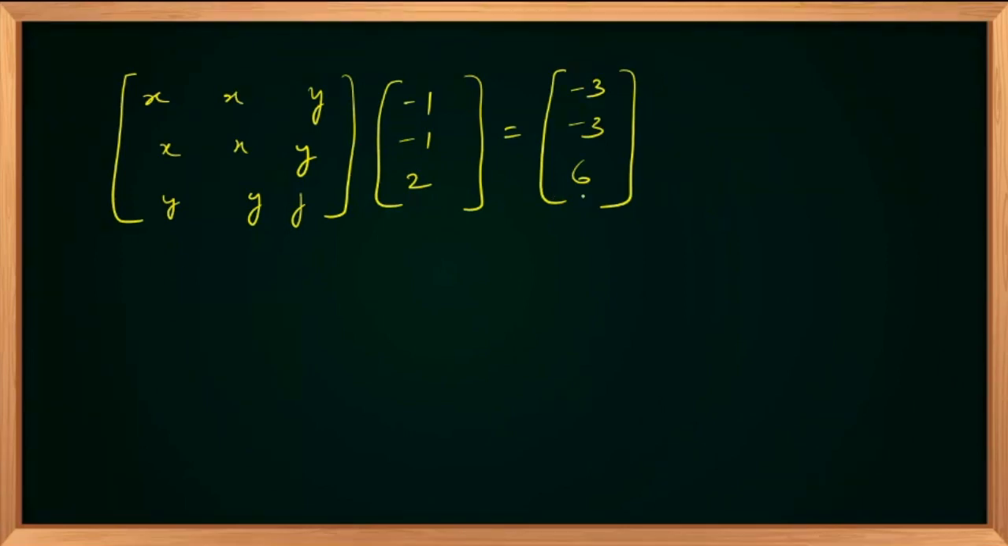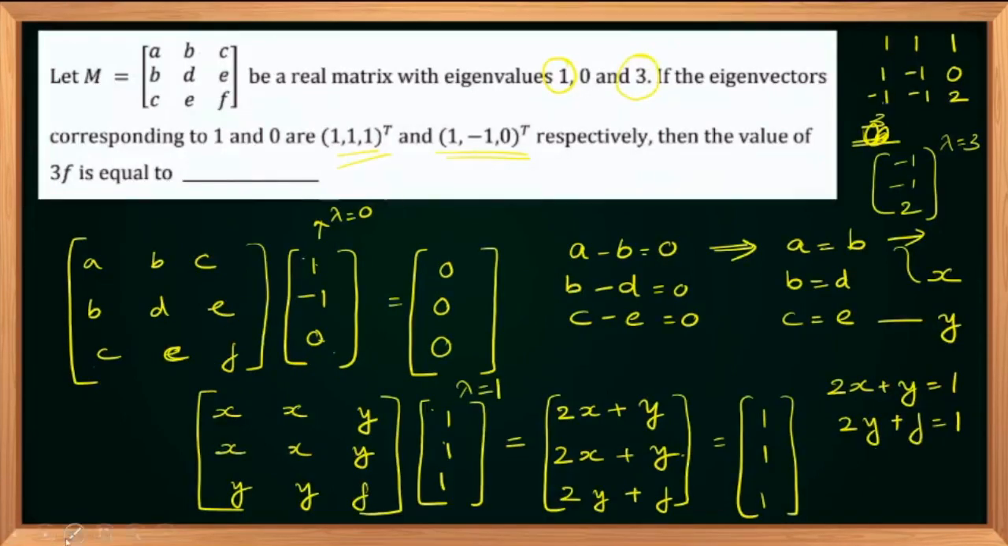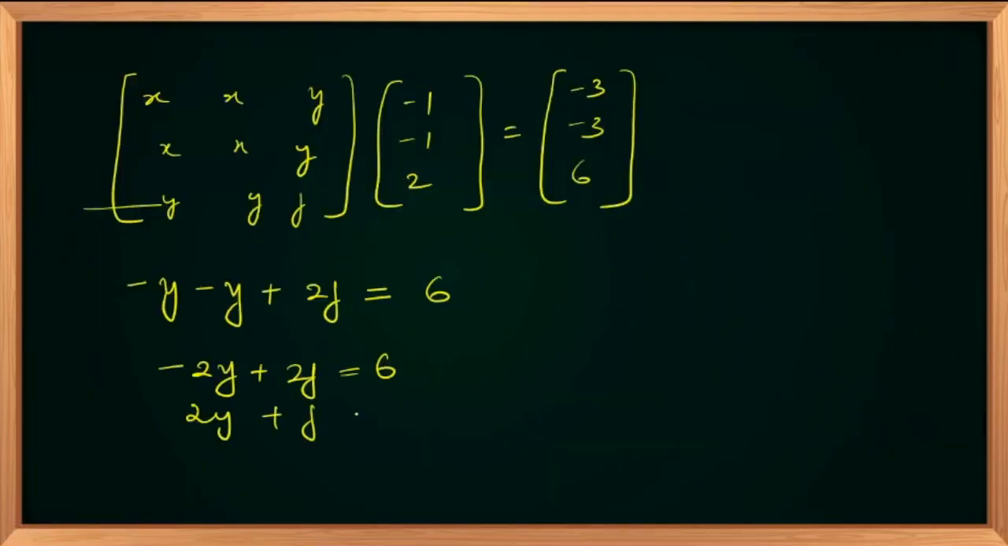Understood? So from this relation, from the last row, I get minus 2y plus 2f is equal to 6. And from the previous relation I have 2y plus f is equal to 1. Correct? 2y plus f is given as 1. Now you add up these two equations, equation 1 and equation 2, and you will get 3f is equal to 7. Is the method clear to all of you?